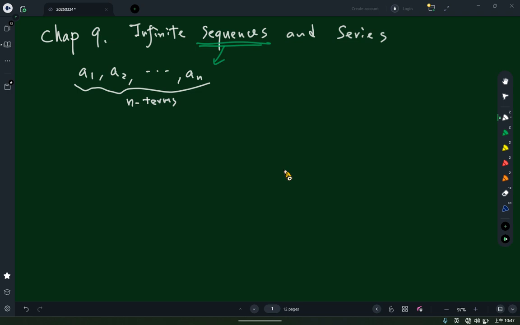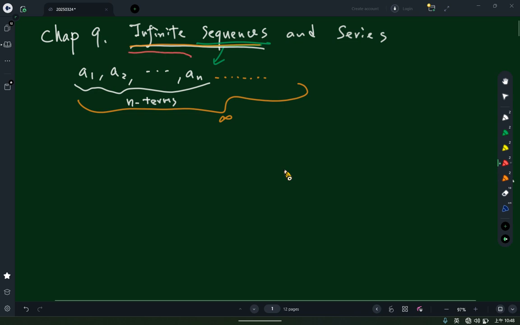But when we talk about infinite sequences, that means we still have some other terms. And finally, we should have an infinite number of elements or terms. So finally, we have infinite terms for the sequence. So this is called an infinite sequence. Then what is an infinite series?